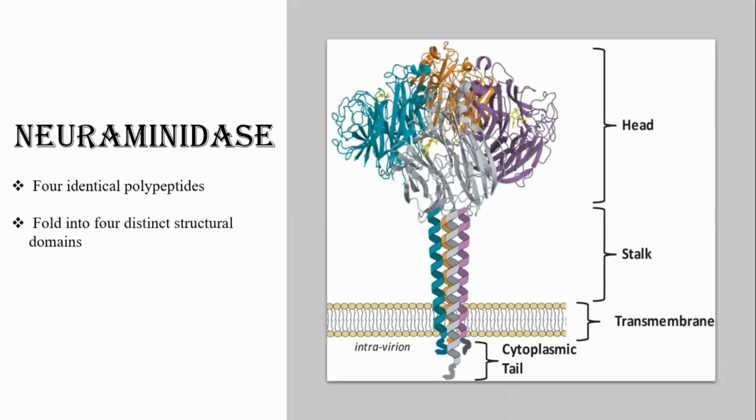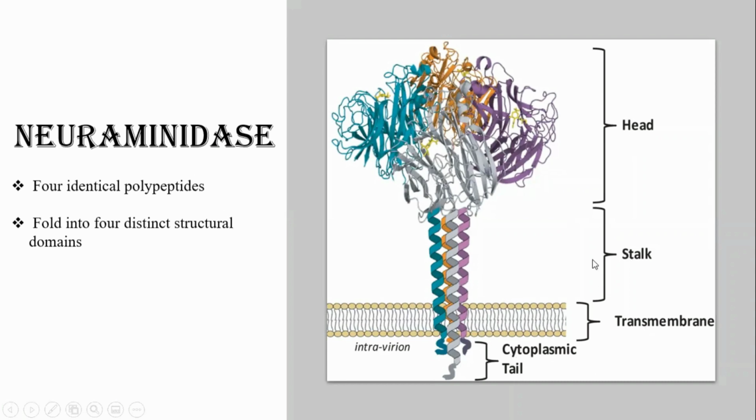Next, I will further elaborate on the structure of the two types of protein that are used in existing drug design for the treatment of disease. So the first protein is neuraminidase. Neuraminidase, also called NA, is a tetramer of four identical polypeptides that exist on the viral surface. And the four monomers fall into four distinct structural domains that consist of the head, stalk, transmembrane, and also cytoplasmic tail.